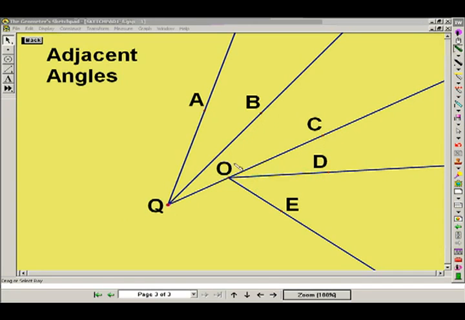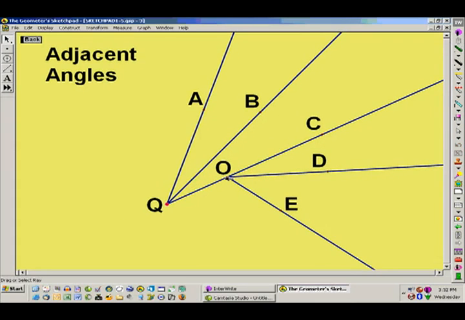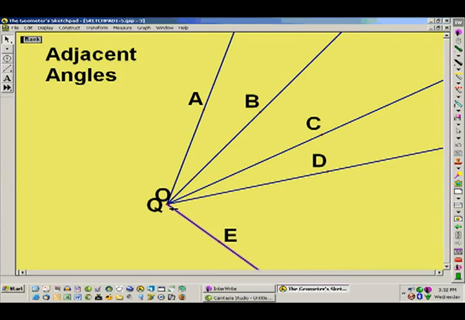What we do not have is that this angle is adjacent to this one. They may share a common side, but they certainly share different vertices. So if they share the same vertex, then we would have adjacent angles.